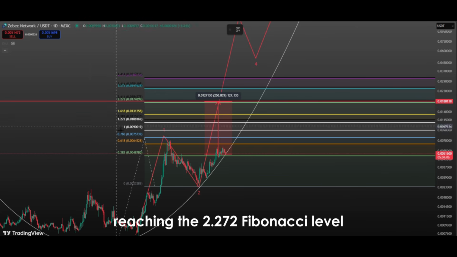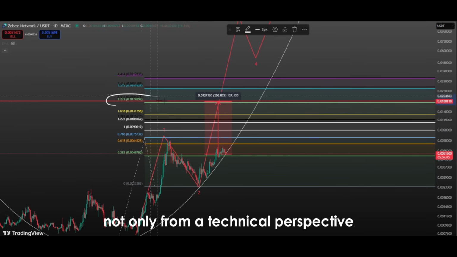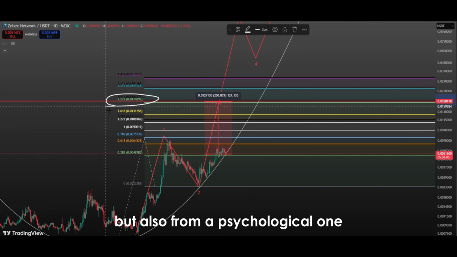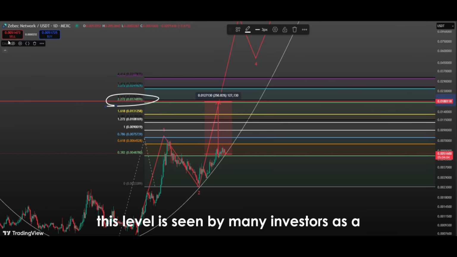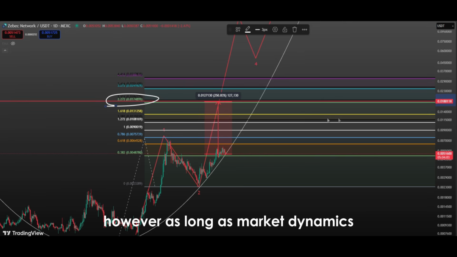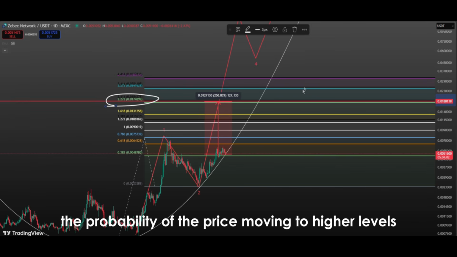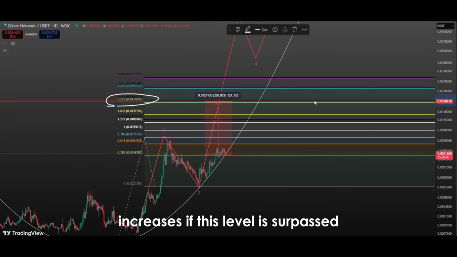Reaching the 2.272 Fibonacci level has significant impacts on the market not only from a technical perspective, but also from a psychological one. This level is seen by many investors as a potential profit-taking or market reaction point. However, as long as market dynamics and general trend conditions are favorable, the probability of the price moving to higher levels increases if this level is surpassed.